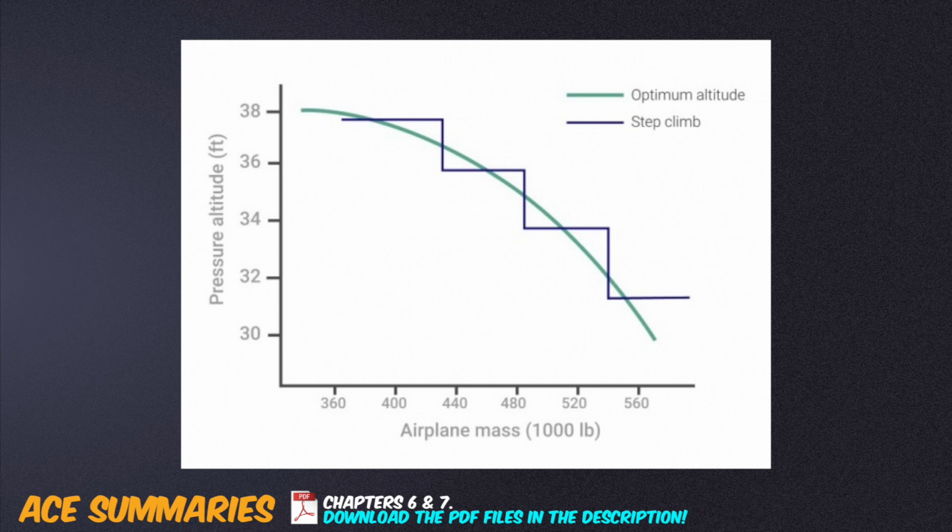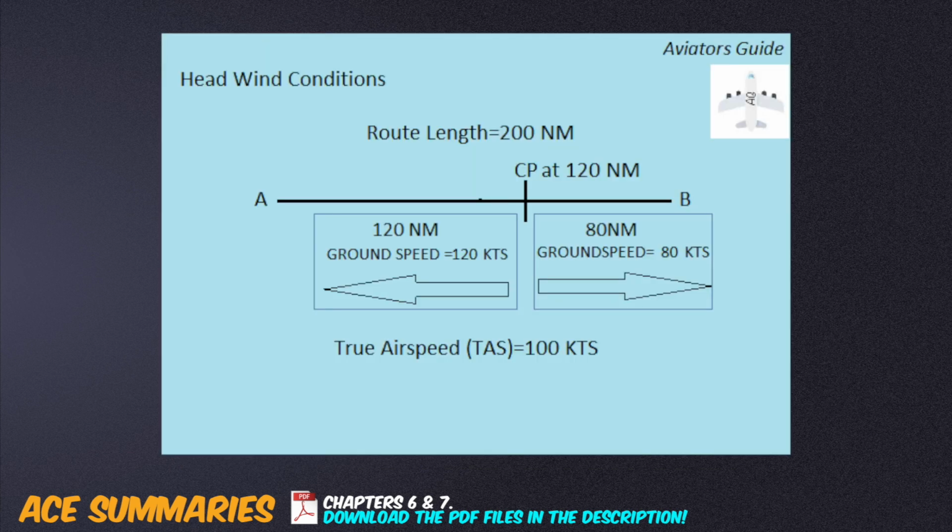A step climb during cruise is performed because as fuel burns, the aircraft can fly at a higher, more efficient altitude. Critical point or equal time point is a point in which it would take the same amount of time to return home as it would to proceed to the destination.